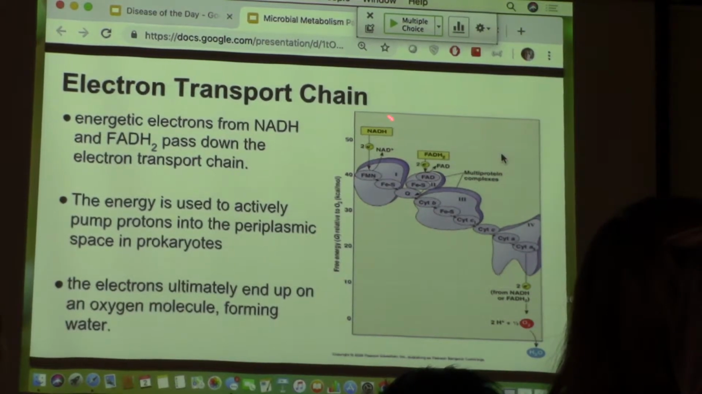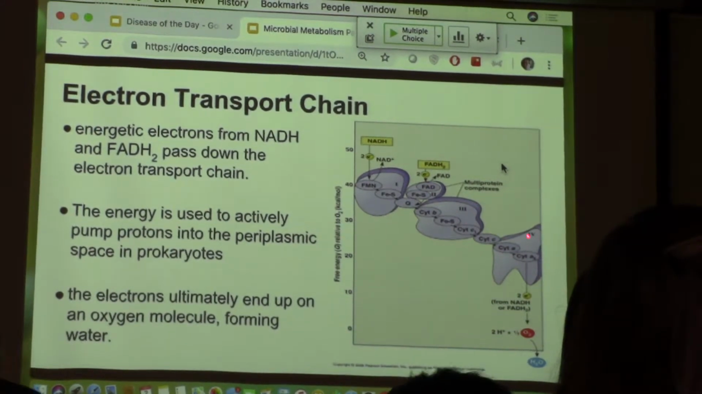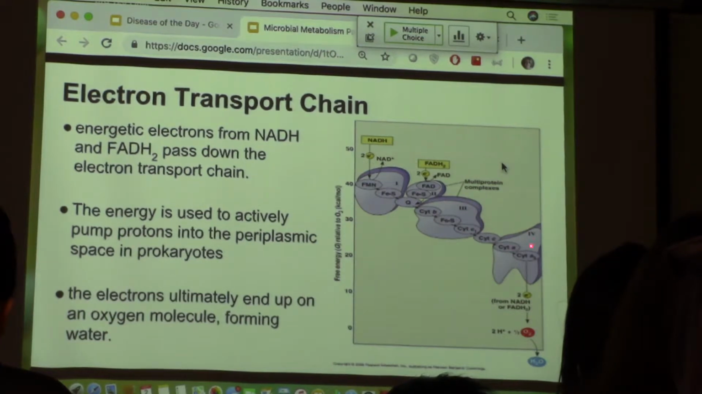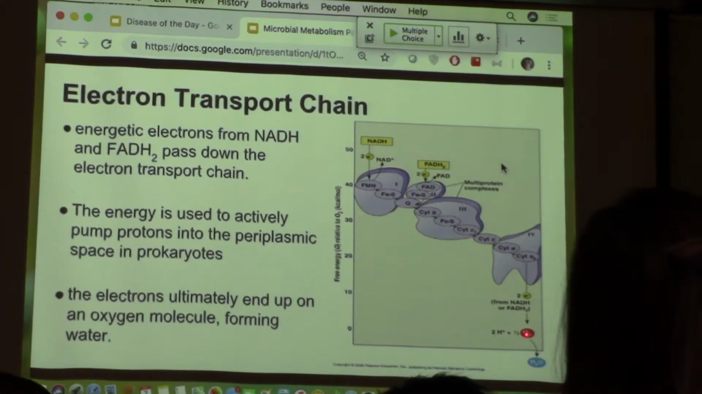So what I want to show you is that NADH puts some electrons here, and the electrons go stair step down, stair step down, stair step down. Along the way, they're giving up a little bit of energy that the cell is capturing, and ultimately these electrons end up on an oxygen molecule forming water.